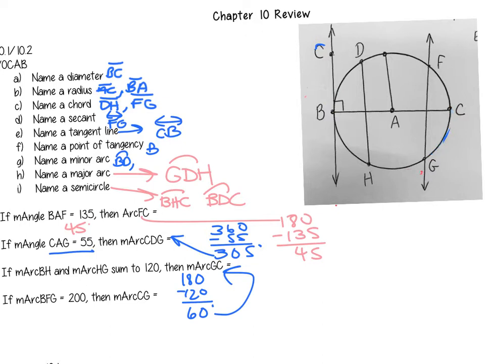Okay, and then arc BFG is 200 degrees. Then find the arc CG. How do I do that? Good. This whole thing is 200. Take away the top part of it that's here, and I get 200 minus 180, which is 20 degrees. Questions on any of that?